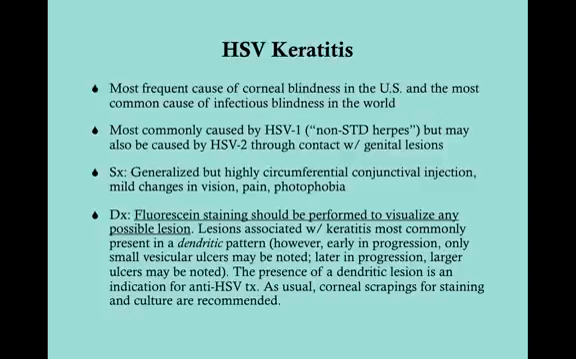So most of the time when this presents, it'll be in a dendritic pattern. However, very early on, you may just note small vesicular ulcers, and very late, you may note larger ulcers that look more like what you would see in bacterial keratitis. But the most common way for this to present is in that dendritic stage. The presence of a dendritic lesion is an indication for treating for herpes simplex. However, you should always get corneal scrapings for staining and culture.